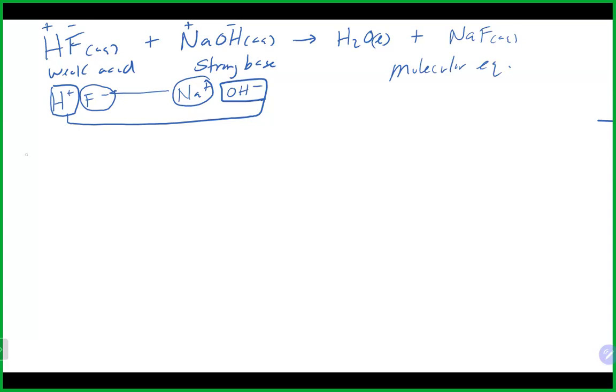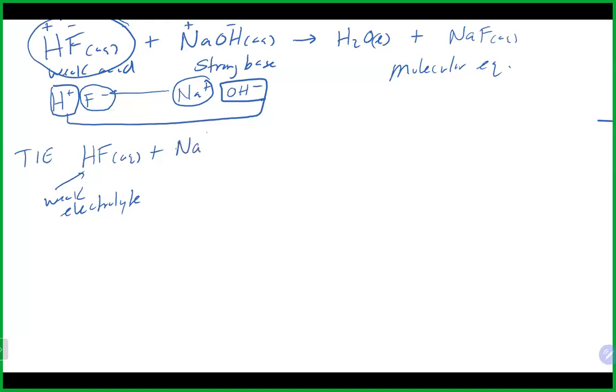We could write our total ionic equation just like before. The difference, though, is when we get to this guy, because he is a weak acid and a weak electrolyte, we will keep it together. We will not break it apart. So what we would actually put here is HF, just like it is. We would not break it apart because that is a weak electrolyte. Now, the sodium hydroxide, which is a strong base, would break apart because it's a strong electrolyte. So we would get Na plus and OH minus.